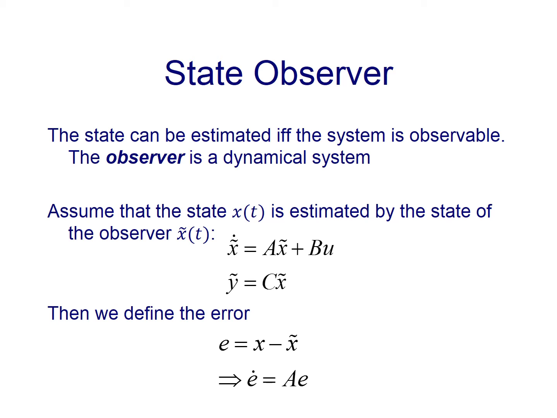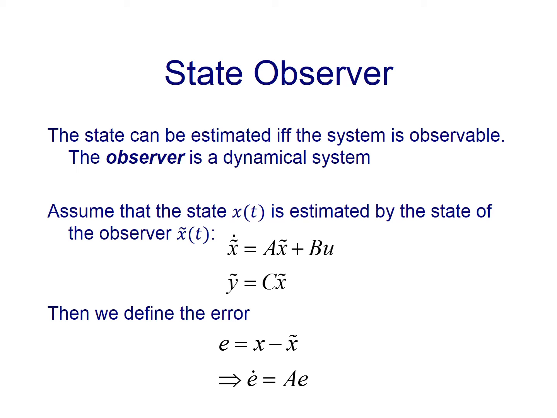Now, let us focus on obtaining the estimated or observed state. So, if the system is observable, let us try a naive approximation here. Assume x of t is estimated by the state of the observer. The observed state is going to be x tilde here, okay? And you can see it's a different system from the system that we have. I mean, this is not a physical system. This actually can live in MATLAB, for example, or in another simulation system, okay? But anyway, we have A, B, and C.